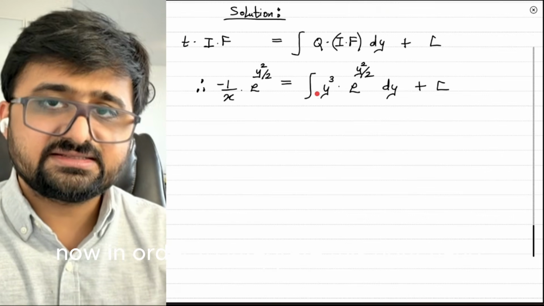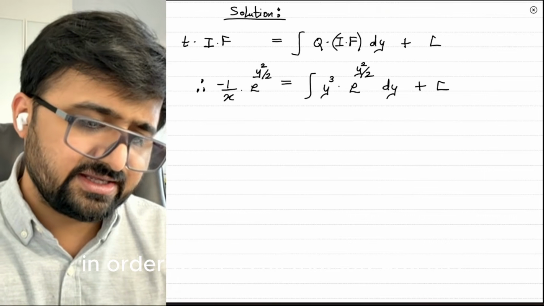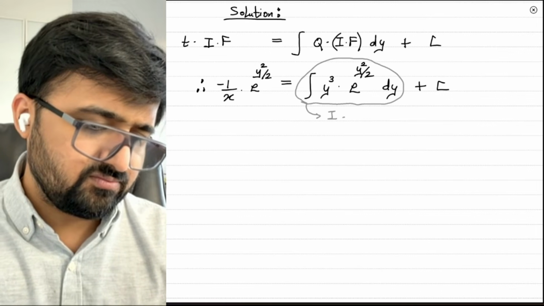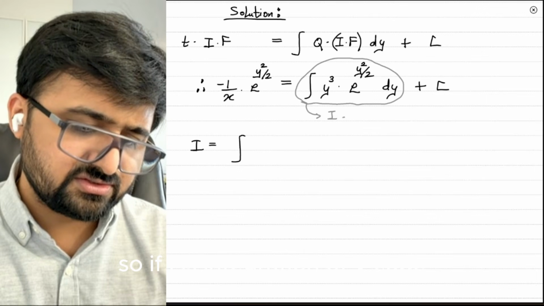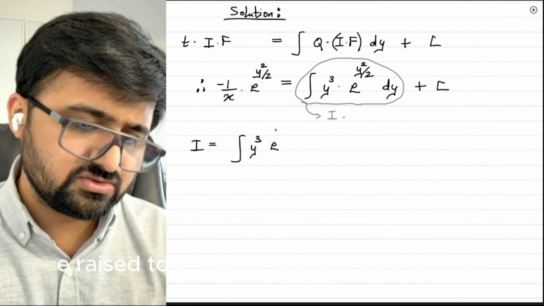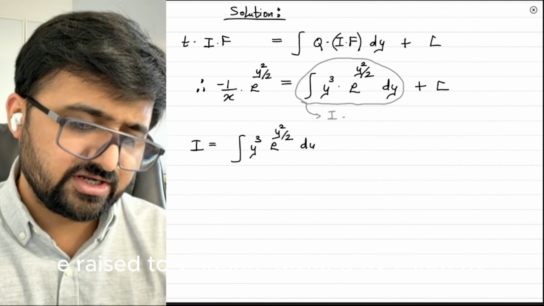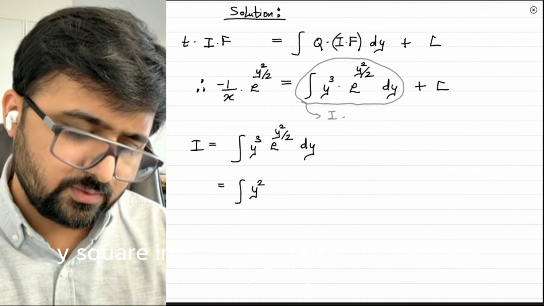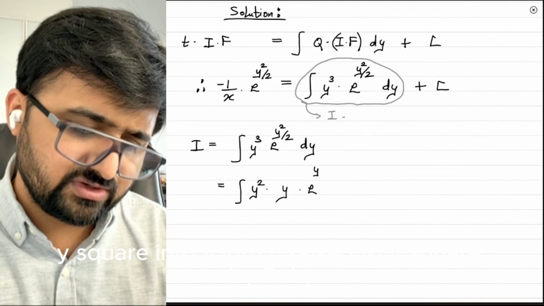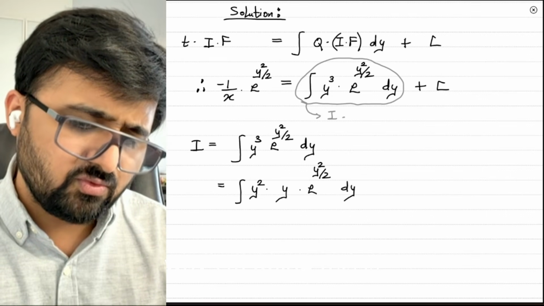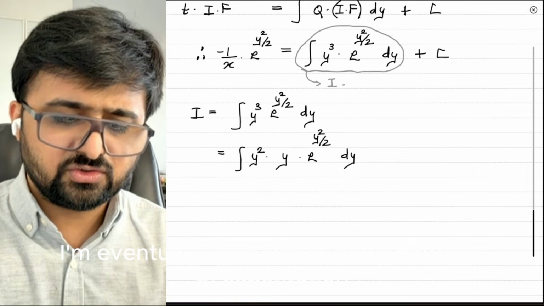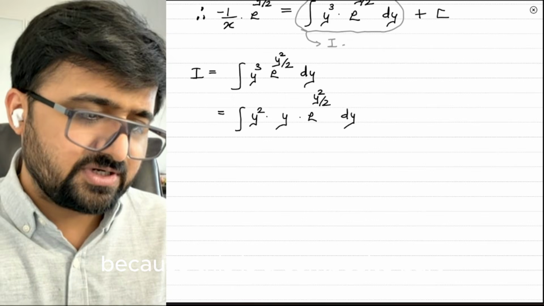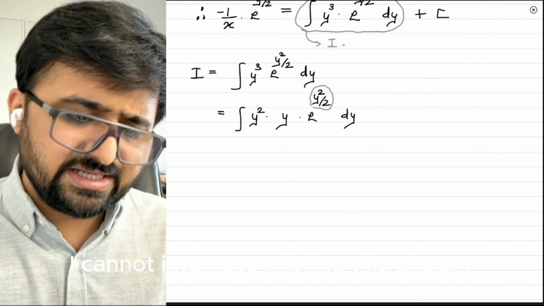Now, in order to integrate this right hand side, let's call that integral as I, so that we can integrate it. So I is integration of y cube e raised to y square divided by 2 into dy. All right, now in order to integrate this, first let's write it like this: y square into y into e raised to y square by 2 dy. Why I'm doing this is I'm eventually going to do method of substitution here. Why will I do method of substitution? Because this is a composite part. I cannot integrate this directly.